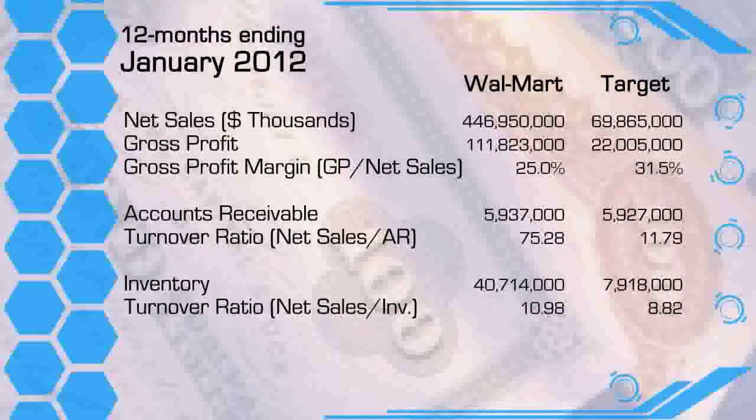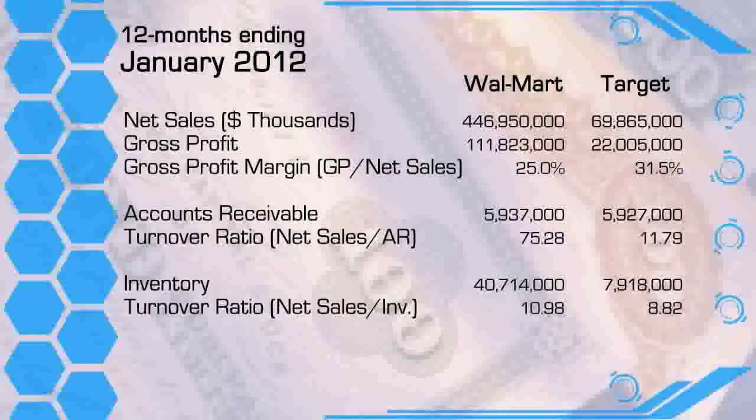First, the amount of cash tied up in receivables is surprisingly comparable, about 6 billion each. That yields a huge advantage to Walmart due to its much larger sales base. Their accounts receivable turnover ratio is a whopping 75.28 versus Target's 11.79. For its size, Walmart carries a surprisingly small amount of receivables.